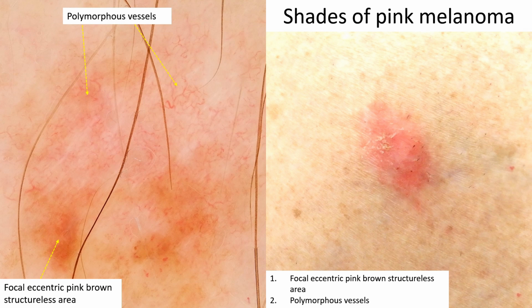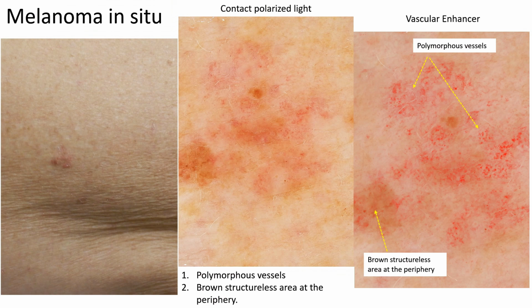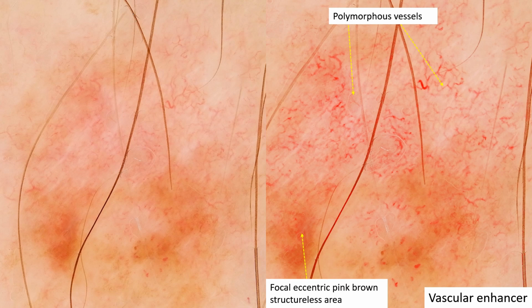The important features are the polymorphous vessels, vessels of more than one type, and this focal eccentric pink-brown structureless area. In this particular case, in the contact polarized mode for the shades of pink melanoma, we see the brown structureless areas at the periphery and the polymorphous vessels, and you can see that the vascular is enhanced using the vascular enhancer. Here again we show the vascular enhancer demonstrating these vessels of different patterns. Some are linear or regular, some are vessels as dots.